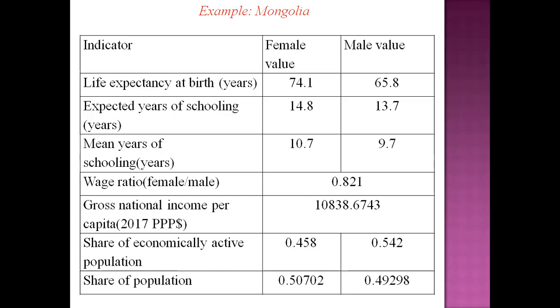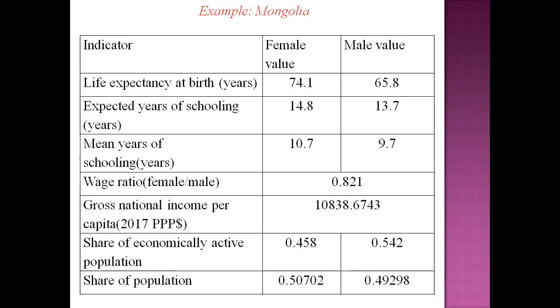So in Mongolia, we have noticed that there is discrimination in the labor market or wage ratio. Male workers are ahead of female workers. Next, the gross national income per capita is $10,838, estimated on the basis of 2017 purchasing power parity in terms of the dollar. This is more or less a medium-income country.